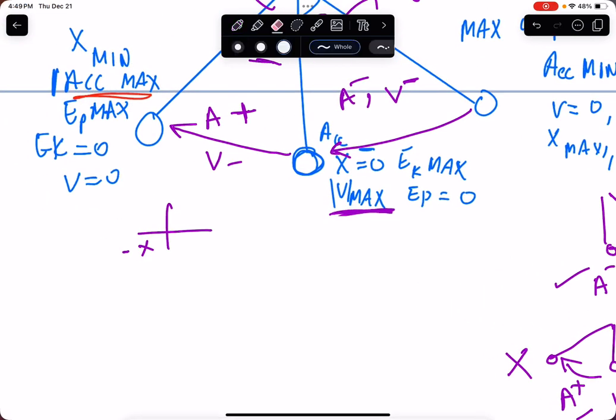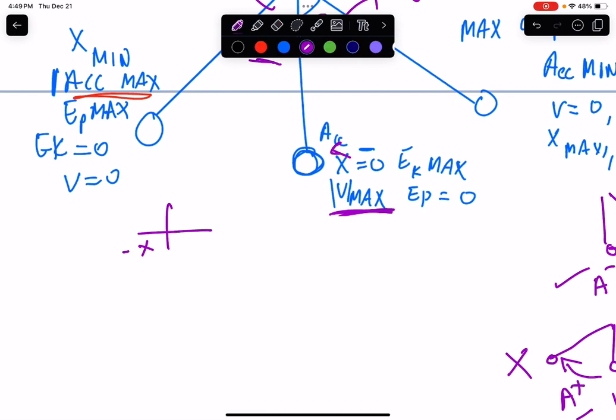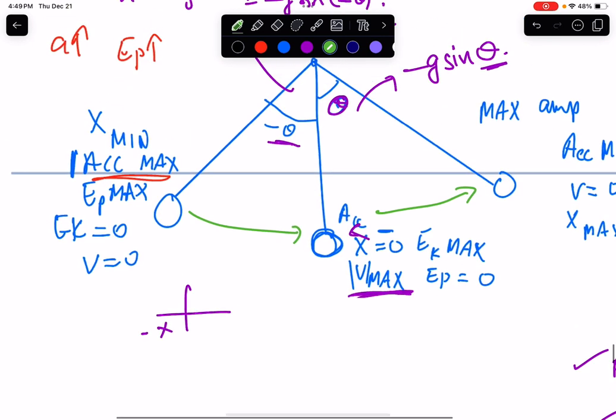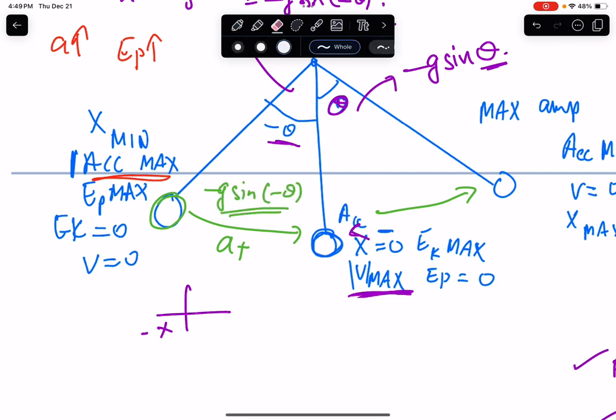And because we're measuring this for one oscillation, you're also going to have to show the pendulum bob coming back. When the pendulum bob comes back from the negative amplitude, the acceleration will still be positive, because it is negative g sine of negative theta, and that's going to be positive. And the velocity is also positive because the pendulum bob is going in the positive x direction.